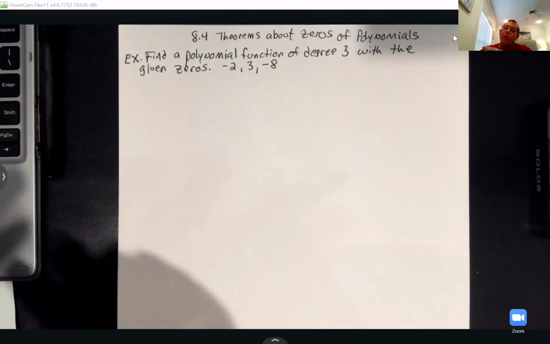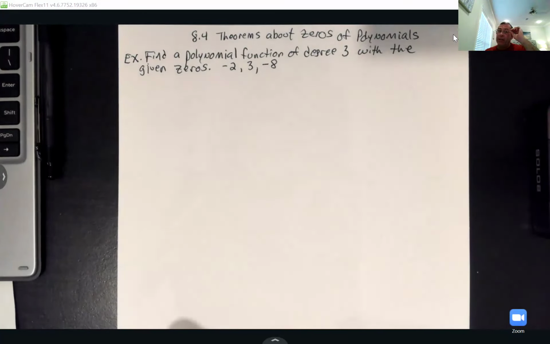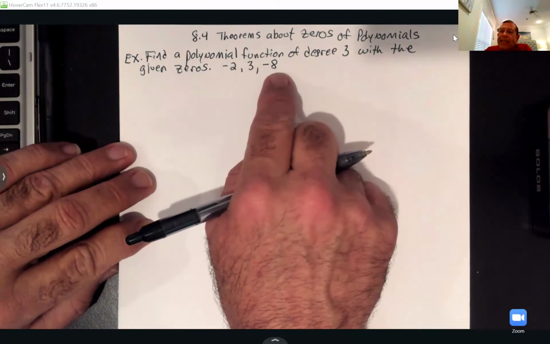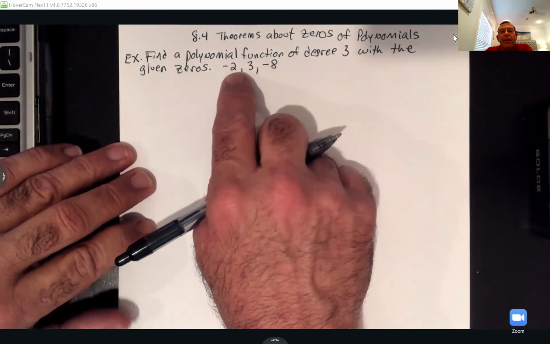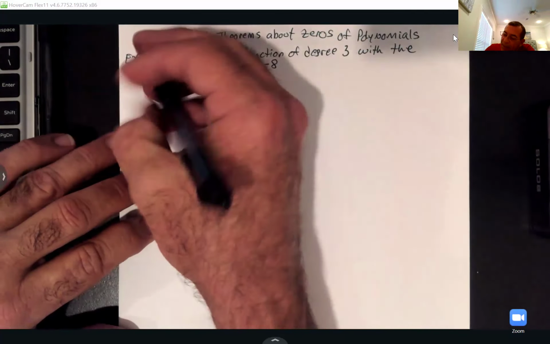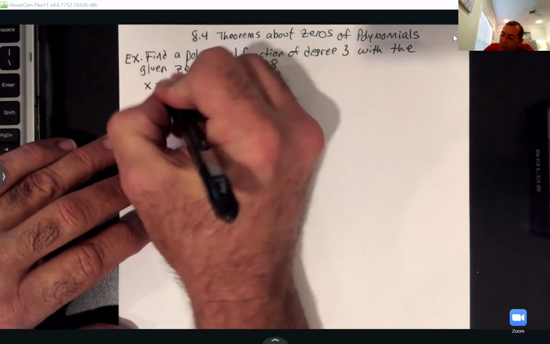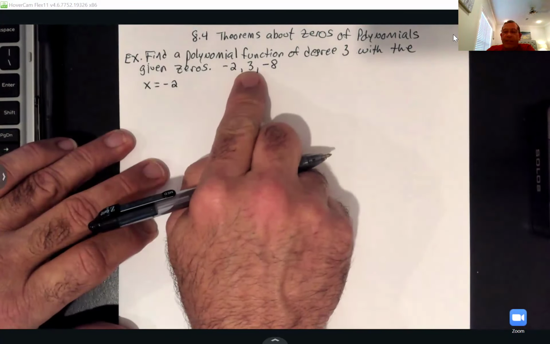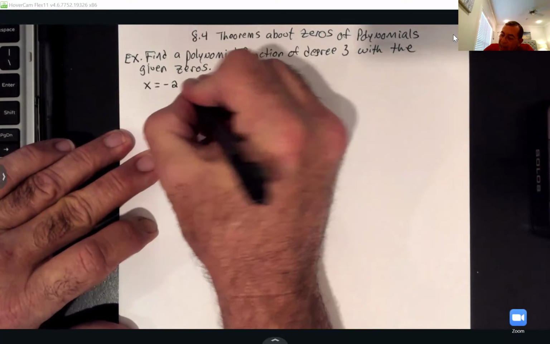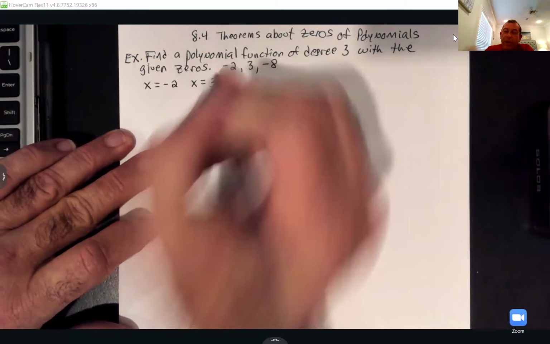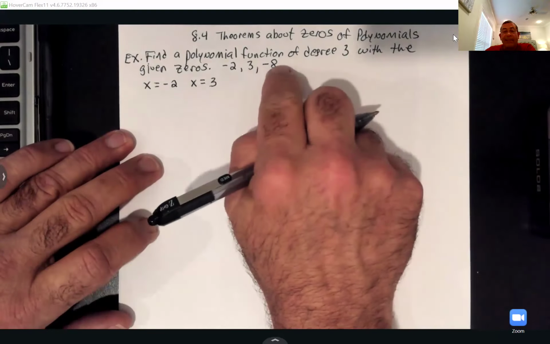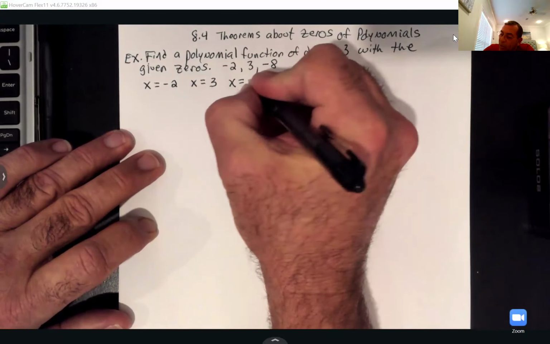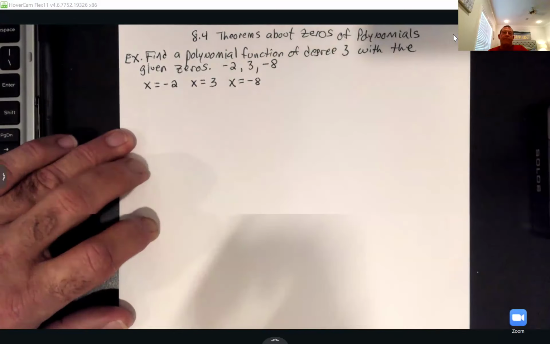Well, remember this, we're going to work in reverse on this. So the first thing I do is I write out all three of these as a solution. Since -2 is a 0, that means that x equals -2. Since 3 is a 0, that means x could equal 3. Since -8 is 0, that means x could equal -8.